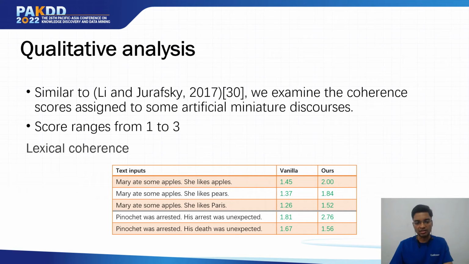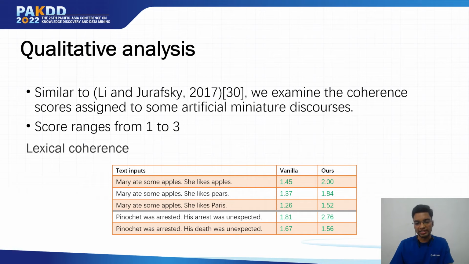So in our example, the first sentence is: Mary ate some apple, she likes apple. In both the sentences, we talk about apple. But if we take the second sentence, we have: Mary ate some apple and she likes pears. In the second sentence, apple is not being referred to. Instead, pears is being referred to. So in this case, the coherence score should be relatively lower than the first sentence. And the same goes with the third sentence as well.